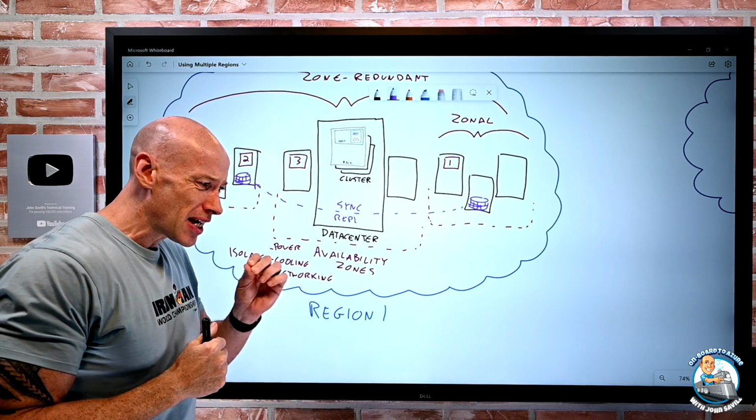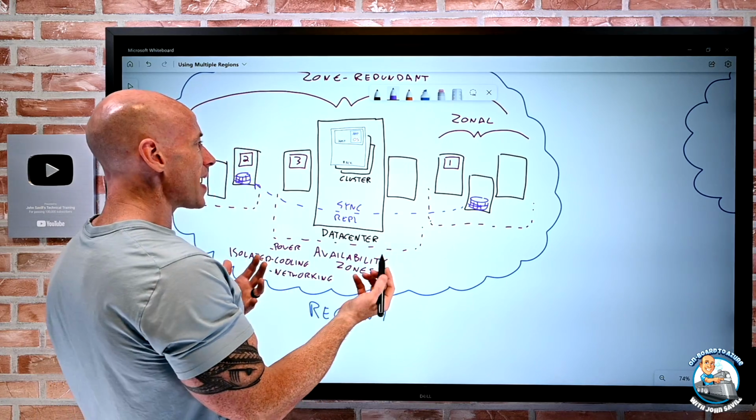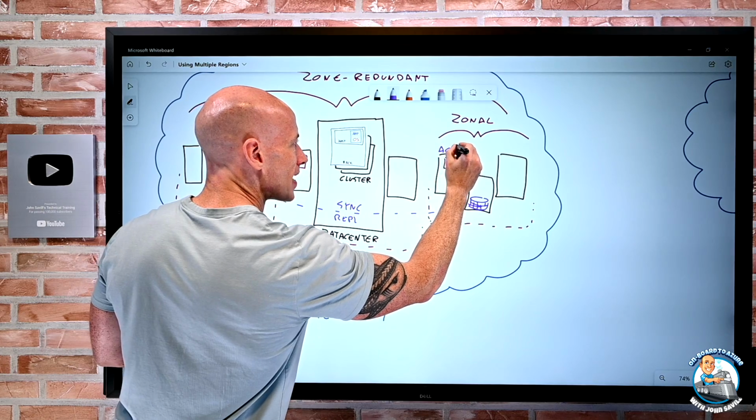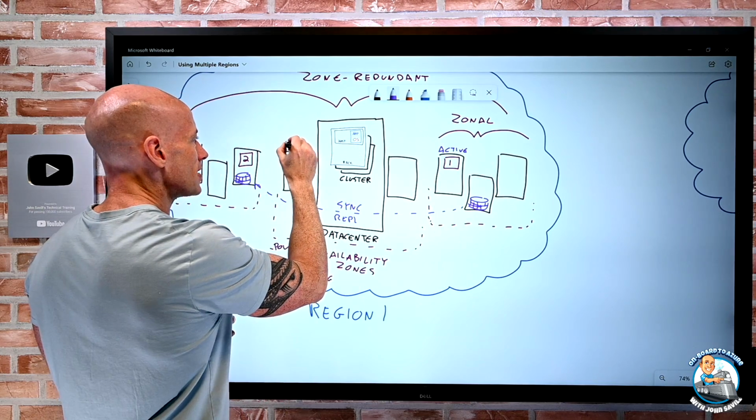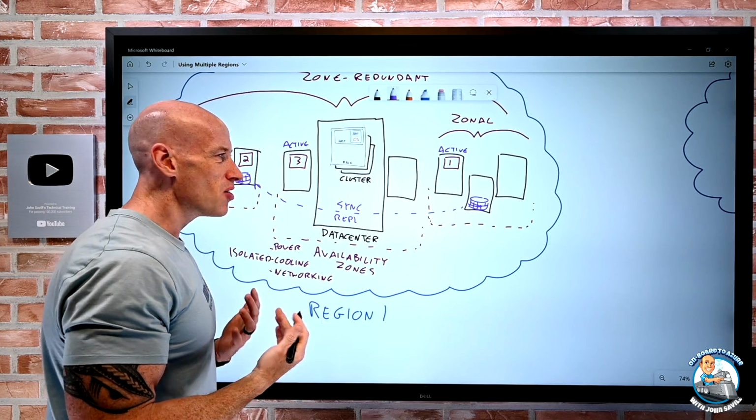And then I can think about, well, okay, then I could have my applications and they could all be active. So this could be my app and it's active, and this one is active. And even if they're in different availability zones, it's not a bigger deal.